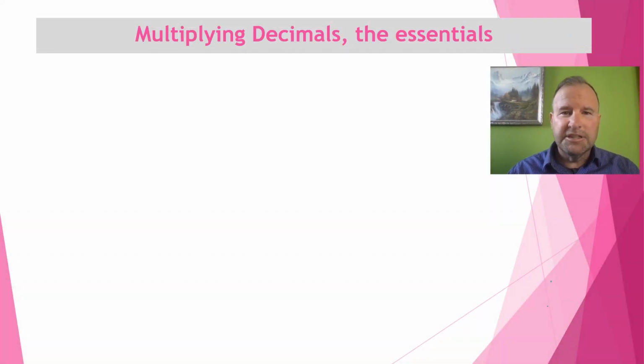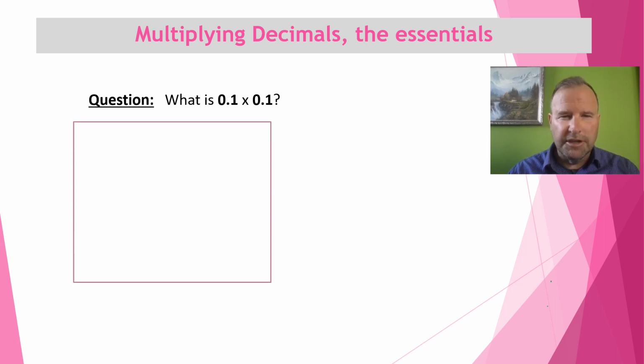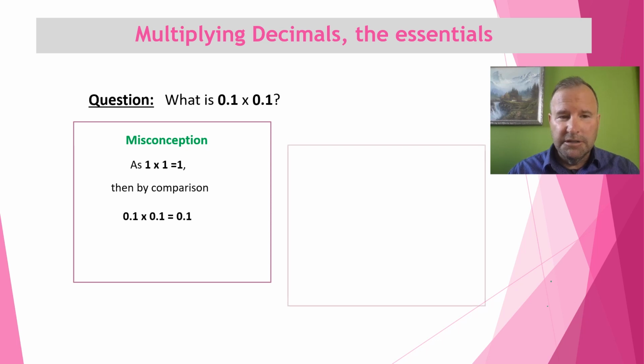We're back for multiplying decimals, the essentials. If you can answer this lovely simple question, what is 0.1 times 0.1? You probably already know, but some people might have the fundamentally flawed reasoning that it could be just 0.1. But let's have a go. This is the misconception. As 1 times 1 is equal to 1, then by comparison you think that 0.1 times 0.1 is equal to 1, which is incorrect.